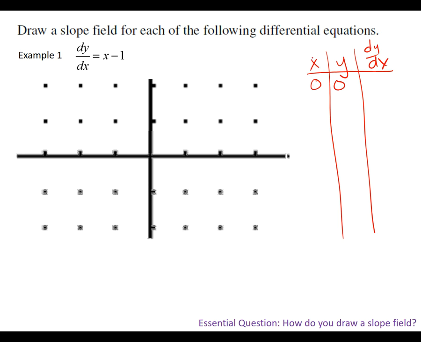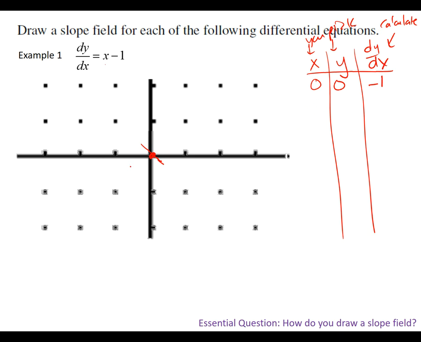You pick these numbers, and then we calculate this number given whatever formula we've got. So when I put 0 in for x and 0 in for the non-existent y, what do I get? Negative 1. So I'm going to go to 0, 0 on my graph and draw a little tiny mark that looks like a slope of negative 1, like that. We're going to draw a bunch of those little marks.